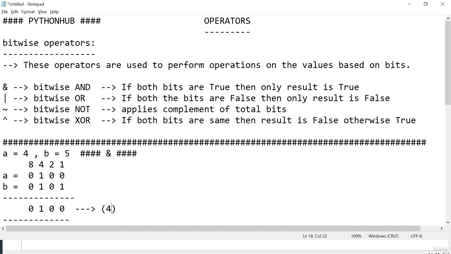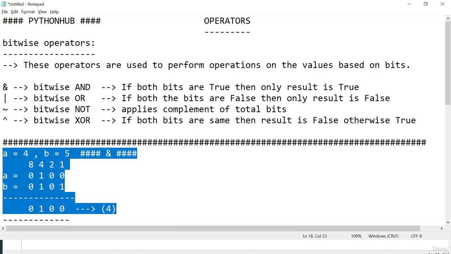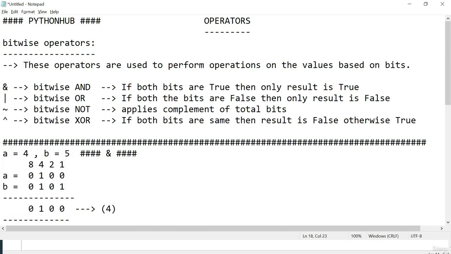So in this way, if I apply the bitwise AND operator between 4 and 5, the output should be 4 only. I hope all of you understand how to calculate the bitwise AND operator. Next we will move ahead with the next operator, that is the bitwise OR operator.